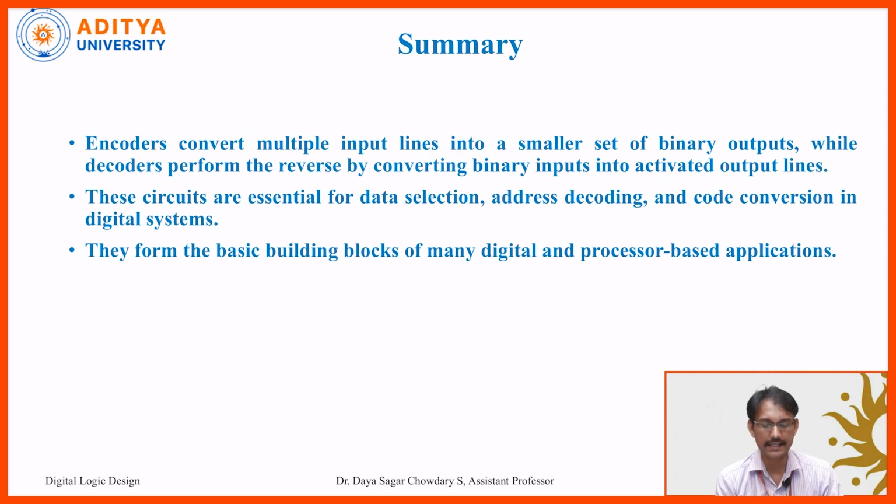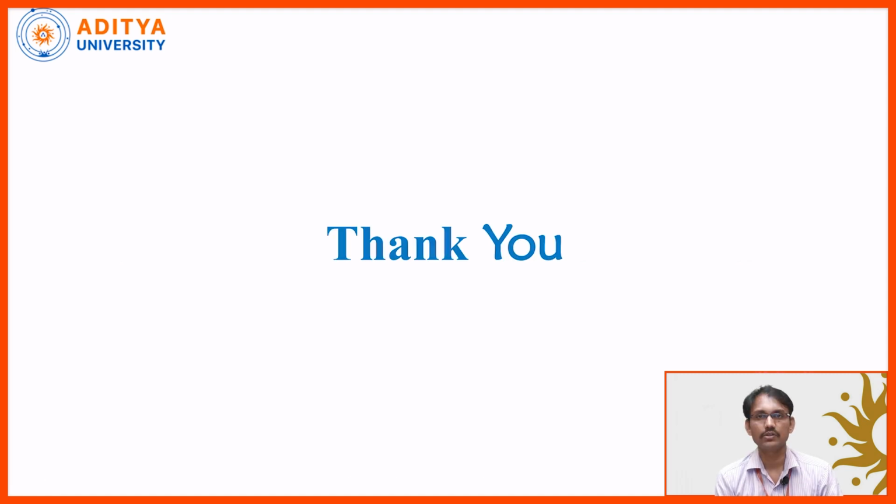So finally, the summary is that encoders convert multiple input lines into a smaller set of binary outputs, while the decoder performs the reverse by converting binary inputs into activated output lines. These circuits are also essential for data selection, address decoding and code conversion in digital systems, and they form the basic building blocks for many digital and processor based applications. So this is the summary for the encoder and decoder techniques. Mostly we use the encoder and decoder for code conversion methods. Thank you.